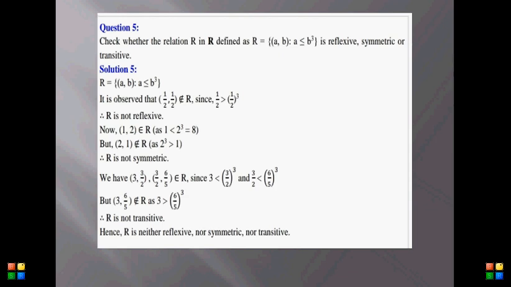Okay, so this is a very important question, and clearly you see what you need to prove: reflexive, symmetric and transitive. Reflexive: (a, a) belongs to R. Symmetric: (a, b) belongs to R implies (b, a) belongs to R. Transitive: (a, b) belongs to R and (b, c) belongs to R implies (a, c) belongs to R. This much. Thank you.